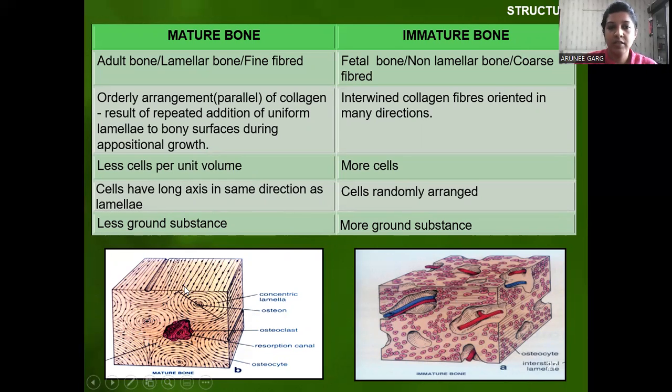Mature bone has fewer cells per unit volume, whereas immature bone has more cells. The mature bone cells have long axes in the same direction as the lamellae, whereas in immature bone, the cells are randomly arranged. Mature bone has less ground substance, whereas immature bone has more ground substance in between the cells.